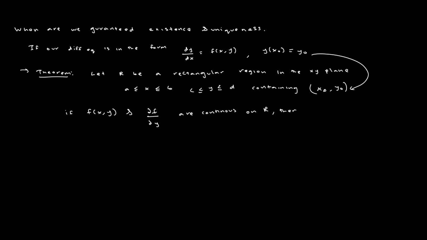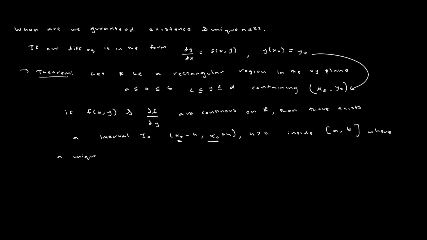then there exists an interval I0. That interval can be defined by this range, where the center is our initial point, x0 minus h to x0 plus h, and h is greater than 0, inside our bigger range of a, b, where a unique function y(x) is the solution to our IVP, right?